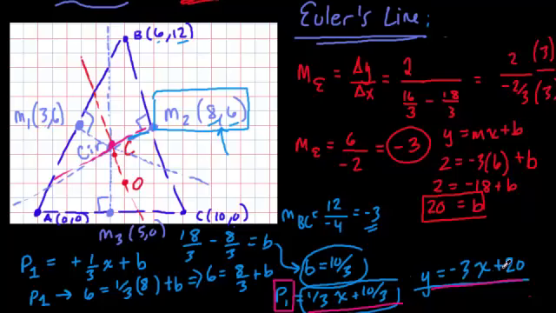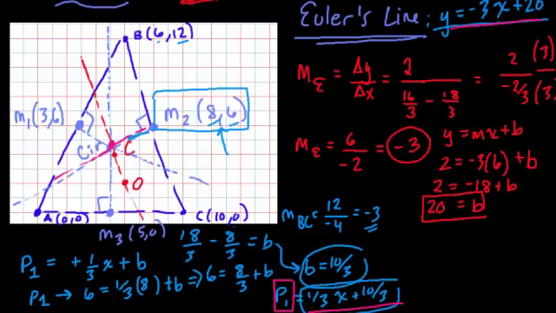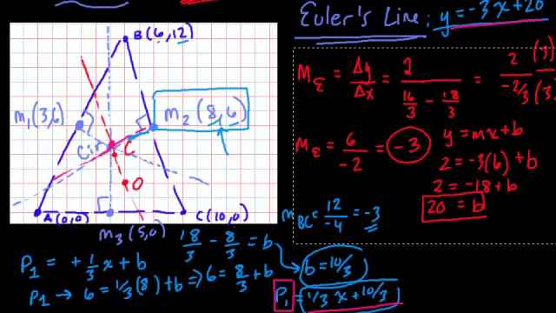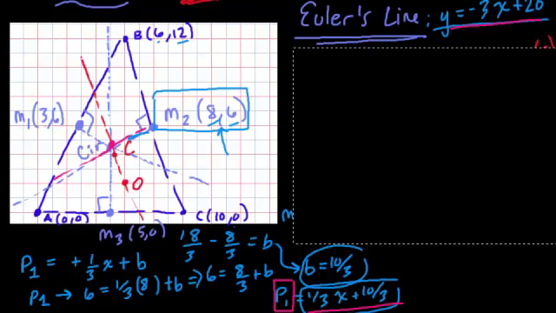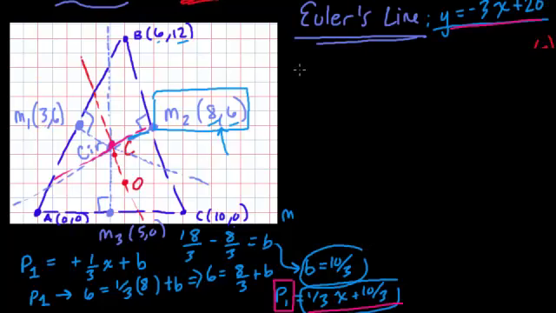Actually, it wasn't right here, so I ran out of room. Let me just clear up some space here. We don't move this anymore. Okay, so what do we do? Well, this is just a basic solving for x situation. So we have negative 3x plus 20, that's Euler's line, has to equal this bisector, 1/3 x plus 10/3. Solve for x.